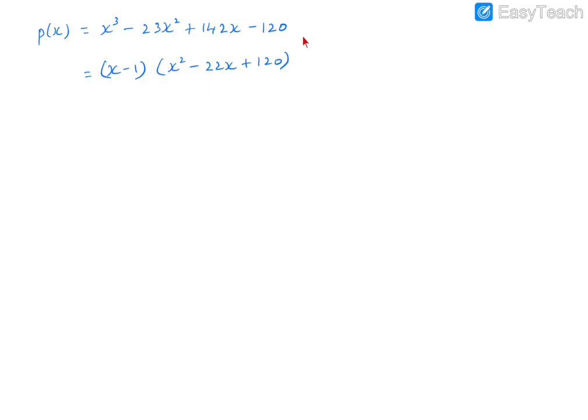So we have our p of x, which is a cubic polynomial, as a product of its two factors. So what we are going to do next is factorize our quadratic polynomial here. This one we will factorize further, and then we will rewrite the whole set of factors for the cubic polynomial. So now I'm going to do the quadratic polynomial separately here.